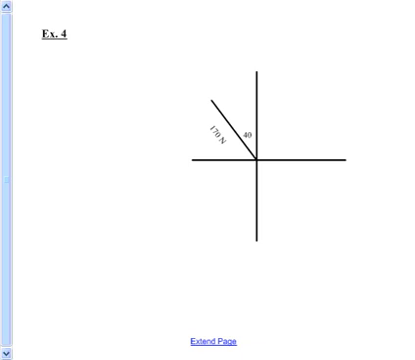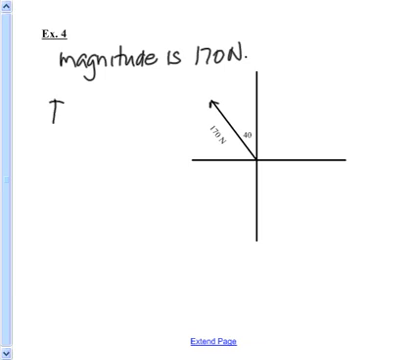Example number 4. There we are. We have another force. It is 170 newtons at 40 degrees from the north. So we are going to write its magnitude is 170 newtons. That is a scalar quantity. To be a vector, we also need direction.